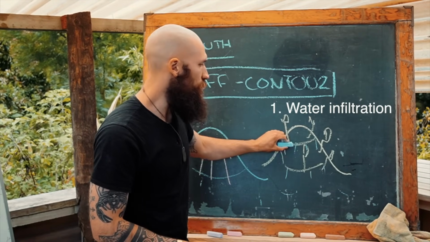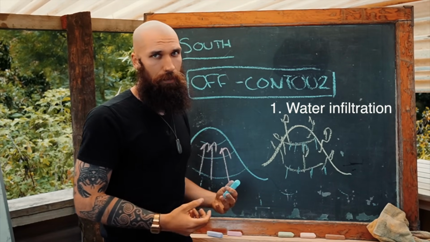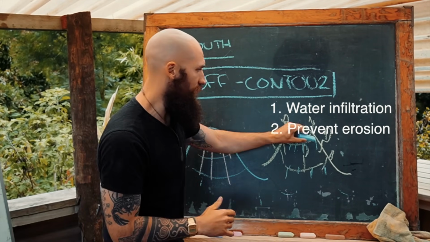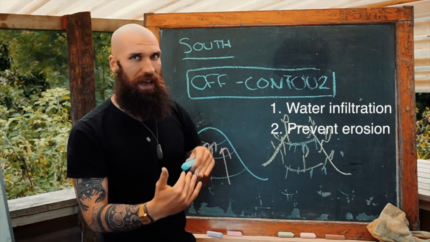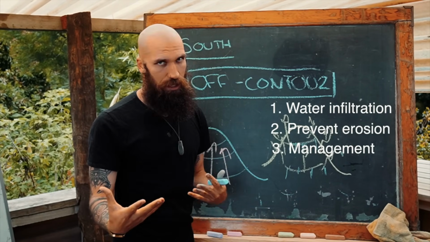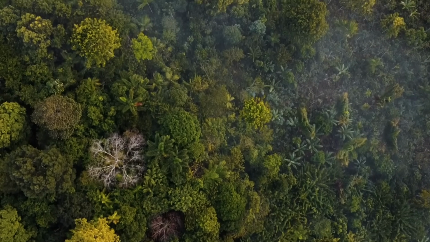The first is to improve water infiltration, to slow the water down and allow it to soak into the landscape. The second reason is to prevent erosion. When you're working on contour, the idea is that it's going to keep erosion from happening. And the third reason is for efficiency of management, operational efficiency. But it seems there's a better alternative that we can learn when we observe natural systems, like the forest.